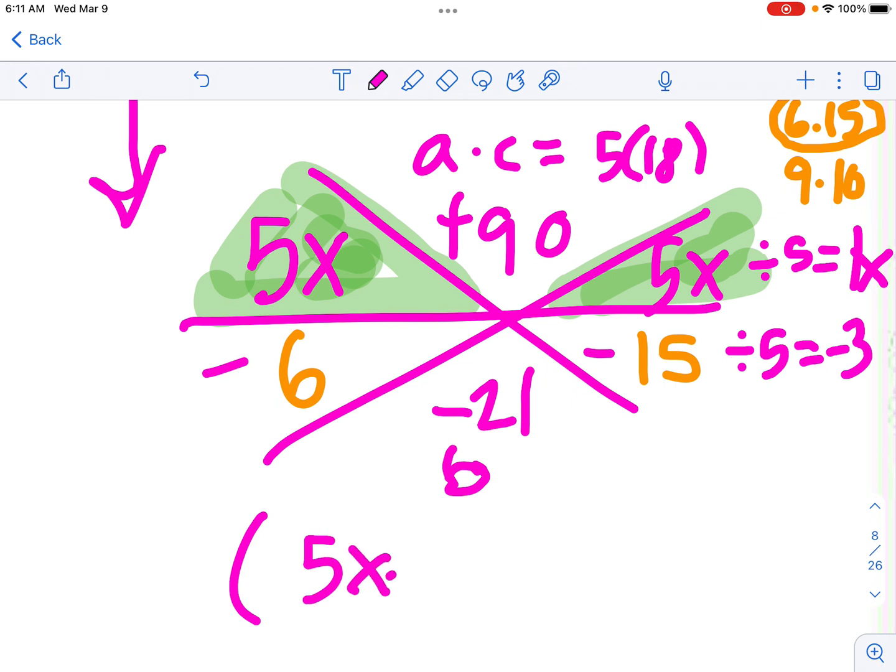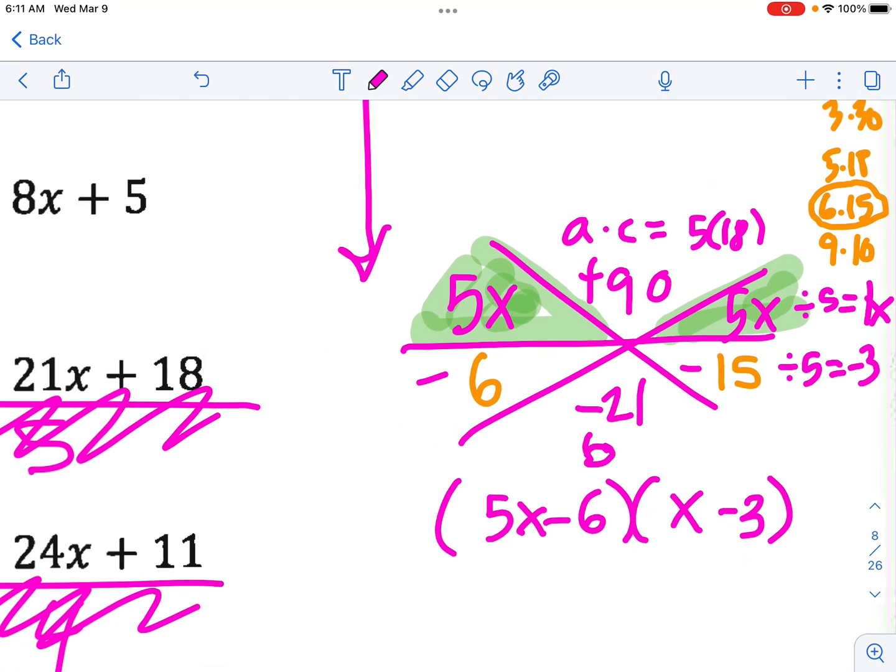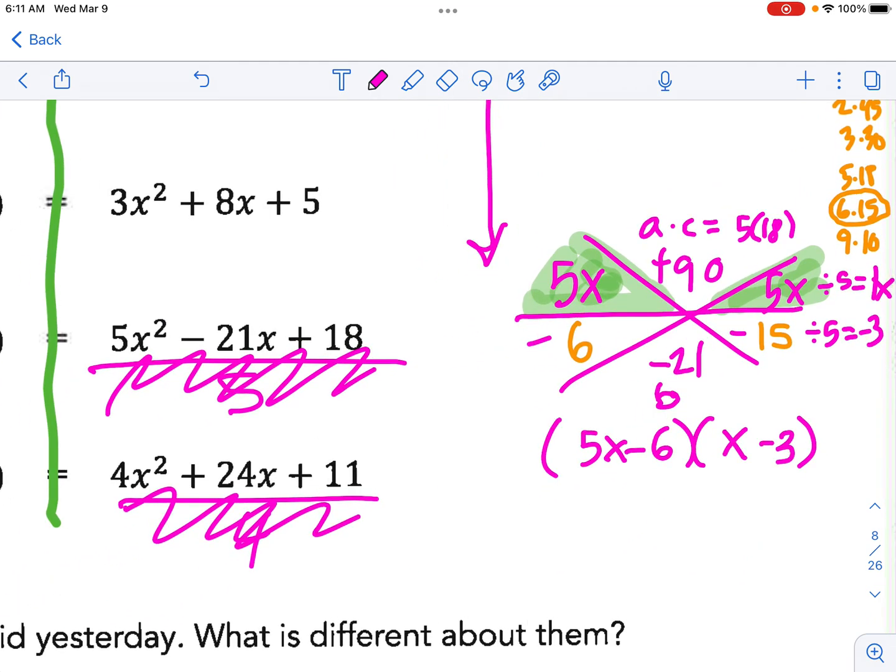So in our brackets, then, there's 5x minus 6 times 1x, or just x. Let's just call that x, minus 3. So that's the factored quadratic.